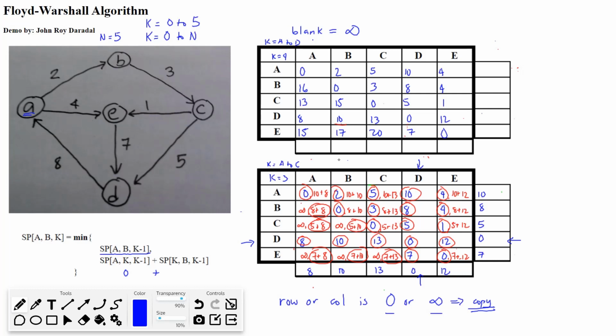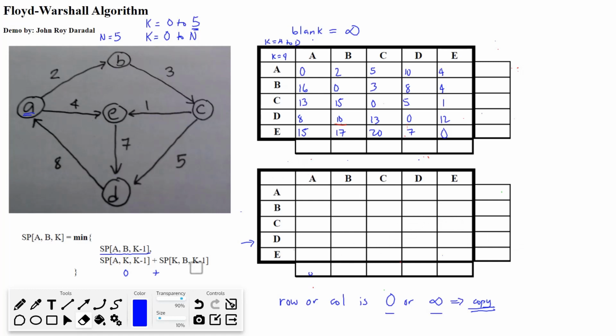We don't have any infinities left, but we won't stop here, okay, because this is only for k is equal to 4. We'll still go to k is equal to 5, and this is already the last one. So let me remove everything here in the last table so we can do k is equal to 5. Okay, so this is the last one. And for k is equal to 5, that just means that we can use all vertices now as part of the intermediate nodes in the path.